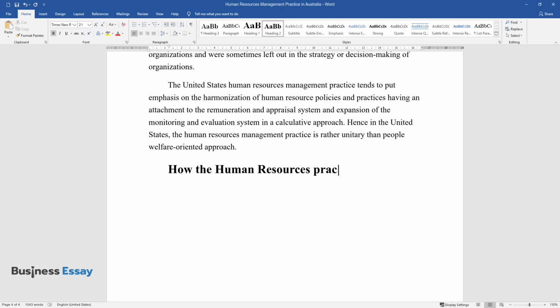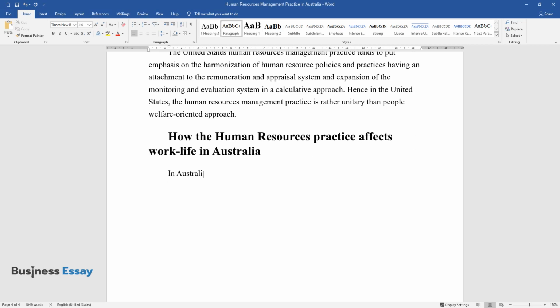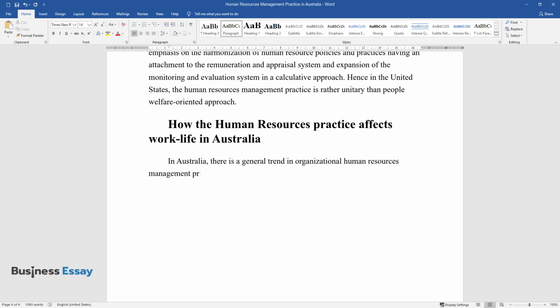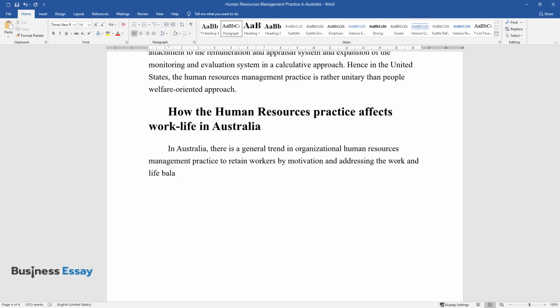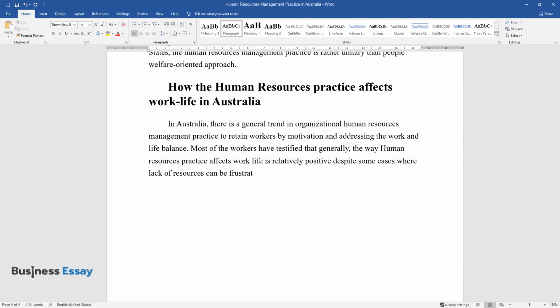How the human resources practice affects work life in Australia. In Australia, there is a general trend in organizational human resources management practice to retain workers by motivation and addressing the work and life balance. Most of the workers have testified that generally, the way human resources practice affects work life is relatively positive, despite some cases where lack of resources can be frustrating.